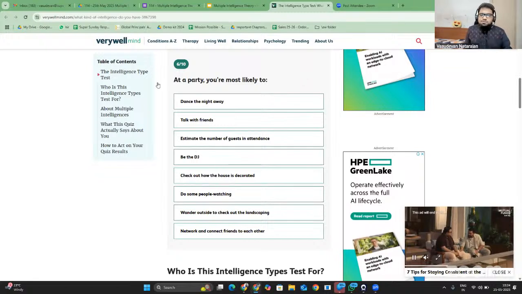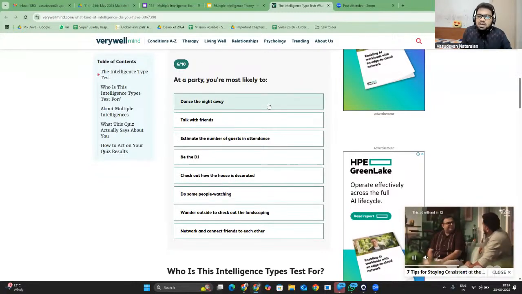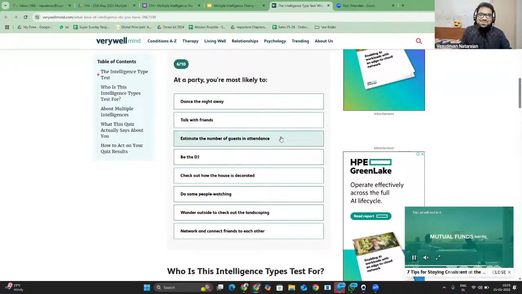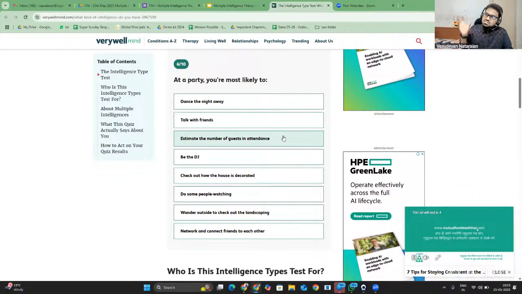At a party, you're most likely to, somehow you got into a party, maybe a birthday party or a school farewell party, whatever it is, you've just got into it. Dance the night away? Not at all. Talk with friends if they come with me? Yes. Estimate the number of guests in attendance. Some people do that. How many people would have come? Okay, let's estimate 200 people have come.